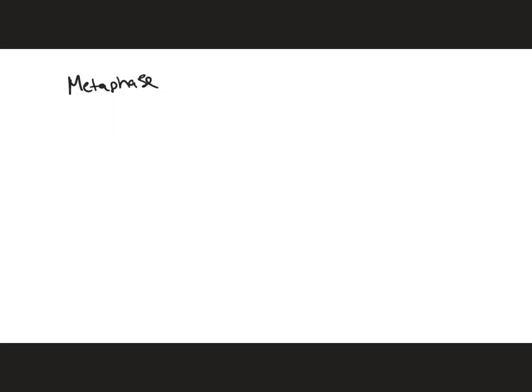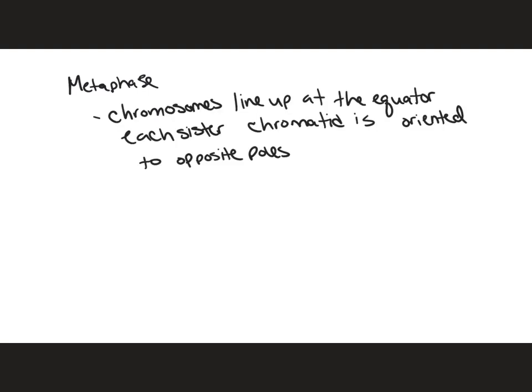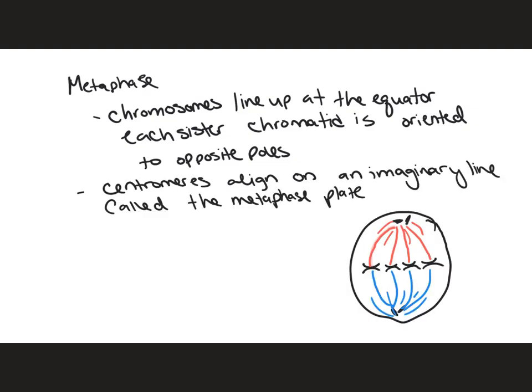At the point of metaphase, the chromosomes line up at the equator where each sister chromatid is oriented to opposite poles. The centromeres align on an imaginary line called the metaphase plate. This is one of the easiest phases of mitosis to identify, as all the chromosomes are lined up in the middle. As you can see, each sister chromatid is facing an opposite pole. The cell is now ready to begin the separation of these sister chromatids.